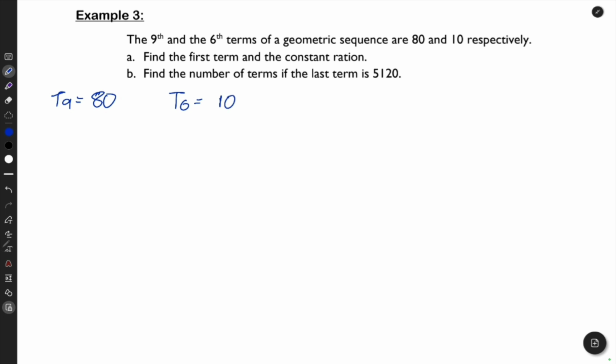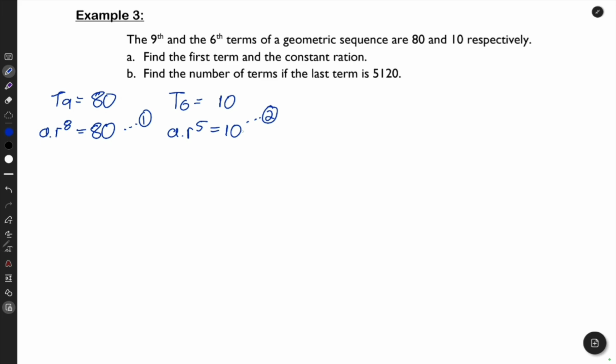Okay, I need to write this in algebra so I can solve the equations. So T9 I can rewrite as a times r to the power n minus 1. If n is 9, then that would be an 8. Okay, T6 I can then rewrite as ar to the power 5 is equal to 10. Okay, there is equation 1, there is equation 2.